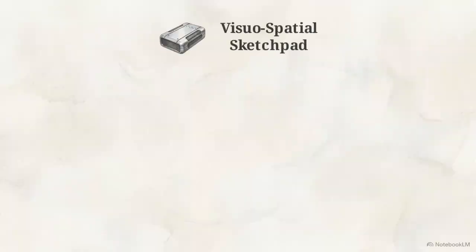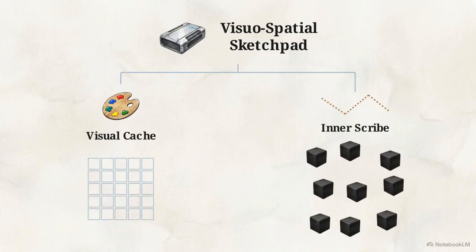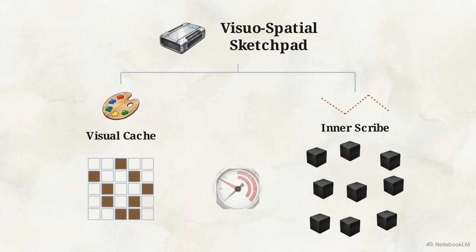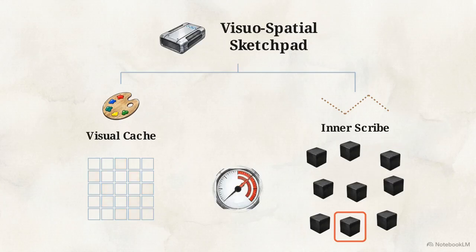Data regarding visual and spatial memory required a second independent block, the visuospatial sketchpad. This component was also subdivided, featuring a passive visual cache for static color and shape data and an active inner scribe for tracking spatial sequences. In testing, researchers used tools like this 5x5 matrix to measure visual recall, watching the accuracy degrade over seconds, and compared it against spatial pathing tasks like the Corsi block test.